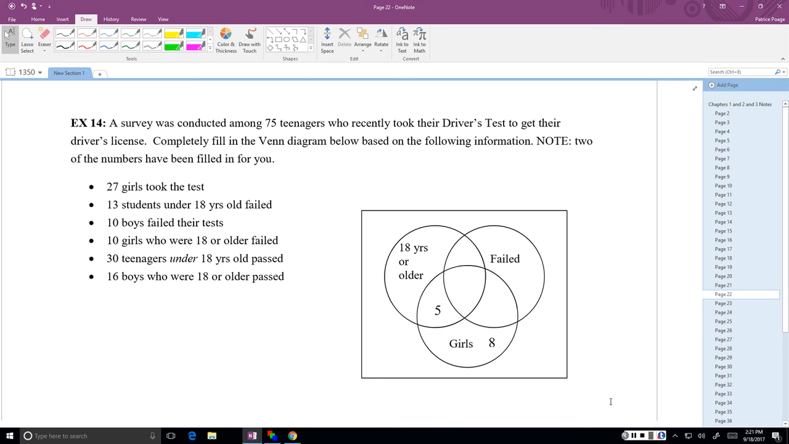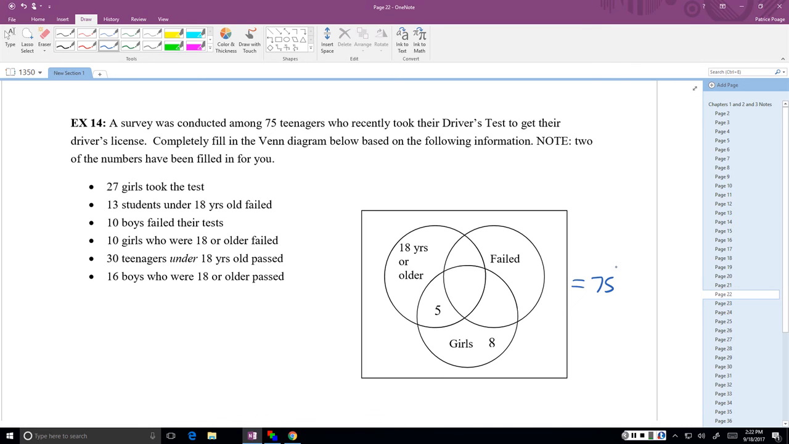Okay, a survey conducted among 75 teenagers who recently took their driver's test to get their license. So I know this whole universe will add up to 75. Okay, completely fill in the Venn diagram below. Note 2 numbers have been filled in for you. So let me talk about this with you.